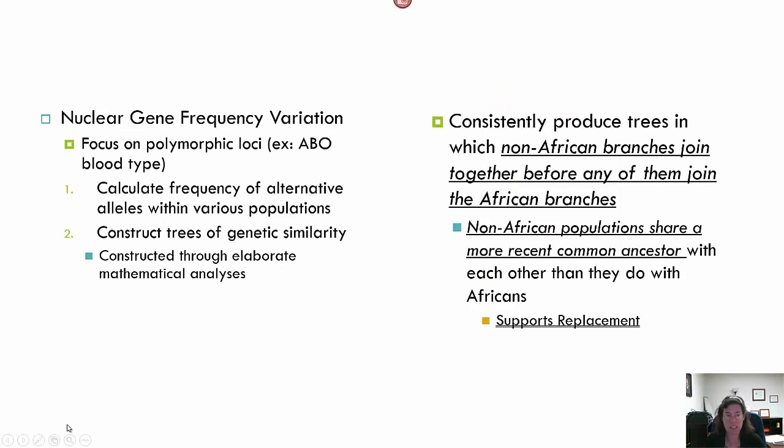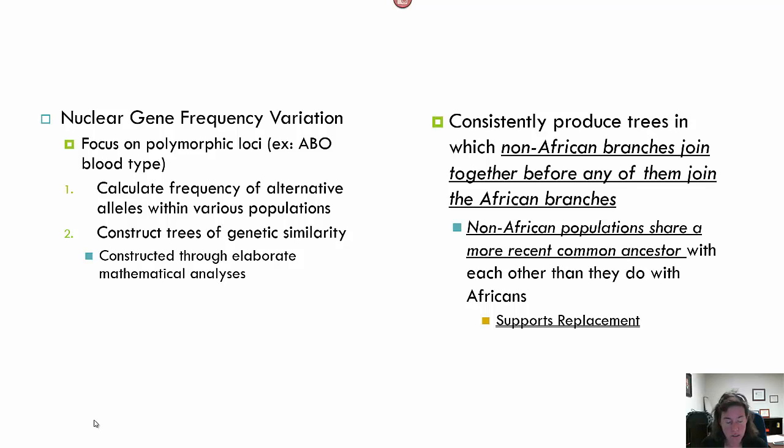There have also been some interesting studies of nuclear gene frequency variation. These focus on polymorphic loci such as the ABO blood type, and they calculate frequency of alternative alleles with various populations, and then they construct trees of genetic similarity. These have been constructed through really elaborate mathematical analyses.